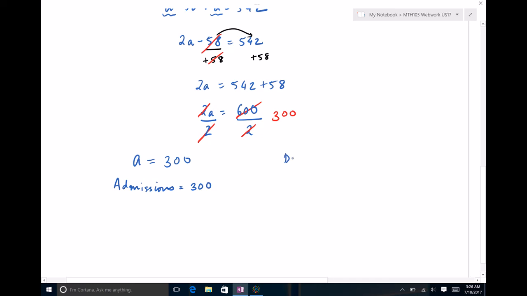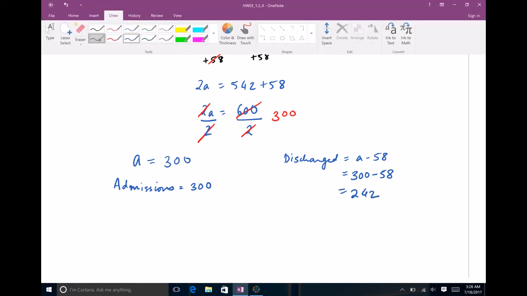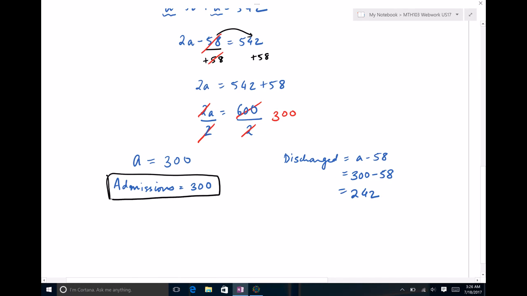I also know that the number of patients discharged from the hospital is A minus 58. So that will be 300 minus 58, which is 242. And so that's the total number of admissions and discharges in the hospital.